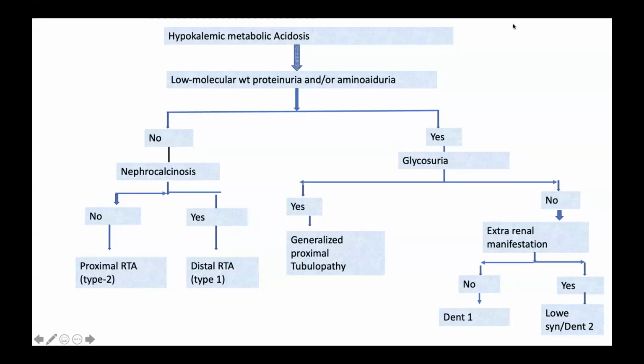If glycosuria is not present, then we should think of any extrarenal manifestation. Usually in Lowe syndrome and Dent 2 syndrome, there is an extrarenal manifestation like oculomotor eye involvement or CNS involvement. Usually Dent 1 syndrome is not associated with any extrarenal manifestation. And what if the patient's urine doesn't contain any amino aciduria, proteinuria or glycosuria? Usually distal renal tubular acidosis type 1 presents with nephrocalcinosis, and proximal RTA is usually not associated with nephrocalcinosis.